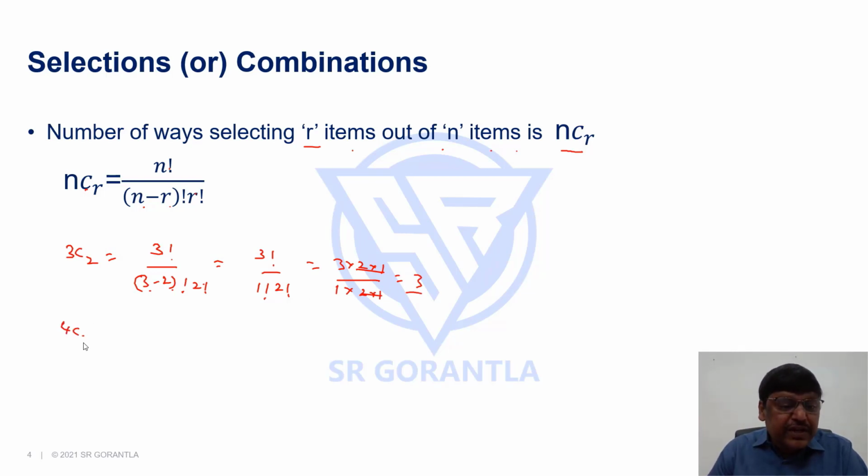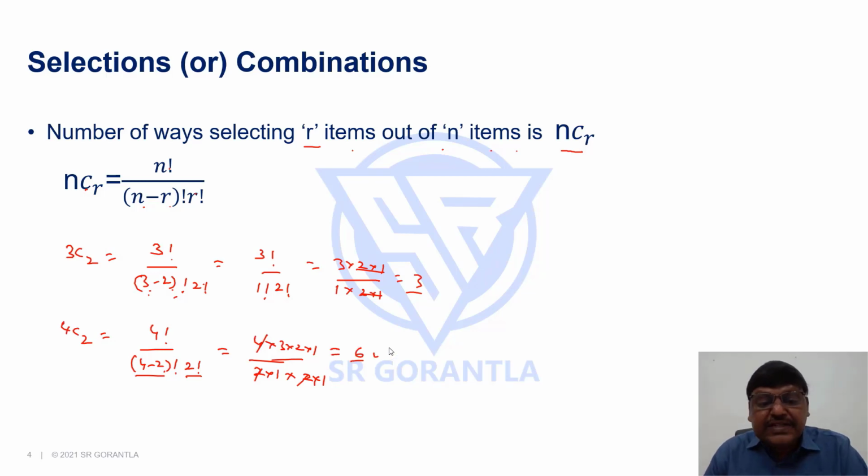Or 4C2 means 4 factorial by (4 minus 2) factorial into 2 factorial, which means 4 into 3 into 2 into 1 by 2 into 1, and similarly 2 factorial is 2 into 1. You can see 2 2's are 4, the 4 gets cancelled. My answer is 6. I just asked you, how many selections are there?